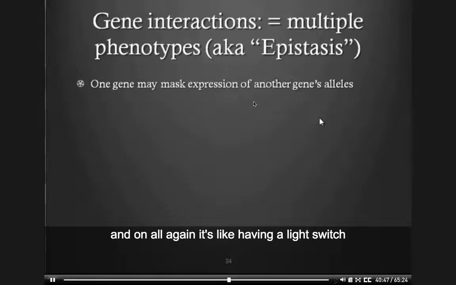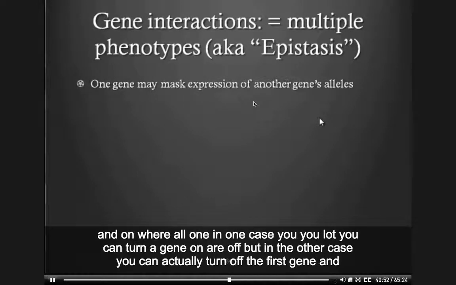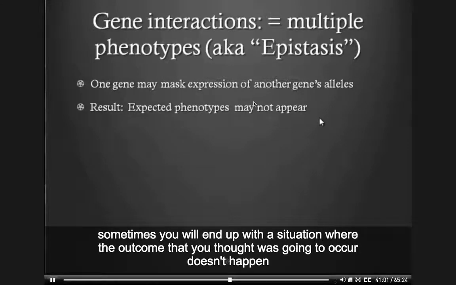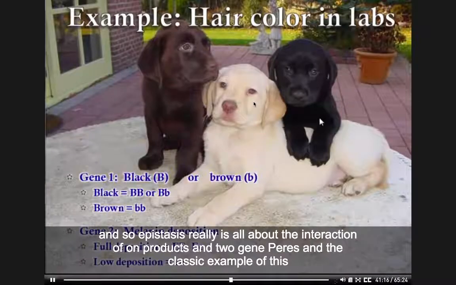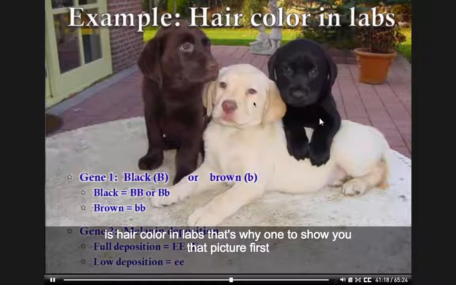And again, it's like having a light switch, where in one case you can turn a gene on or off, but in the other case you can actually turn off the first gene. And sometimes you will end up with a situation where the outcome that you thought was going to occur doesn't happen. And so epistasis really is all about the interaction among products of 2 gene pairs. And the classic example of this is hair color in labs. That's why I wanted to show you that picture first.